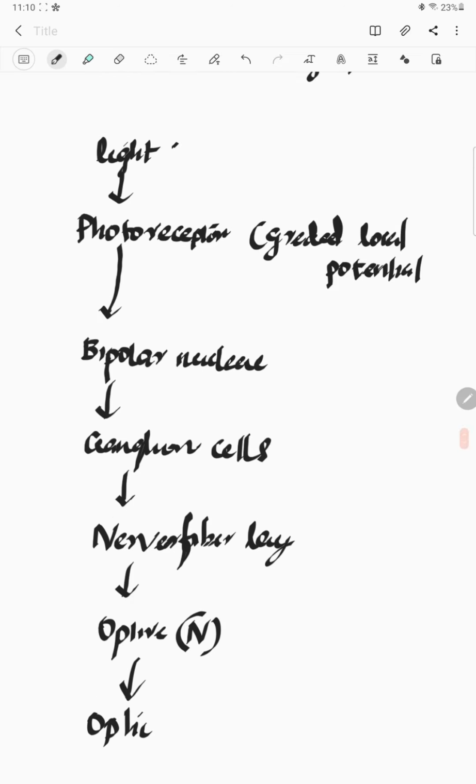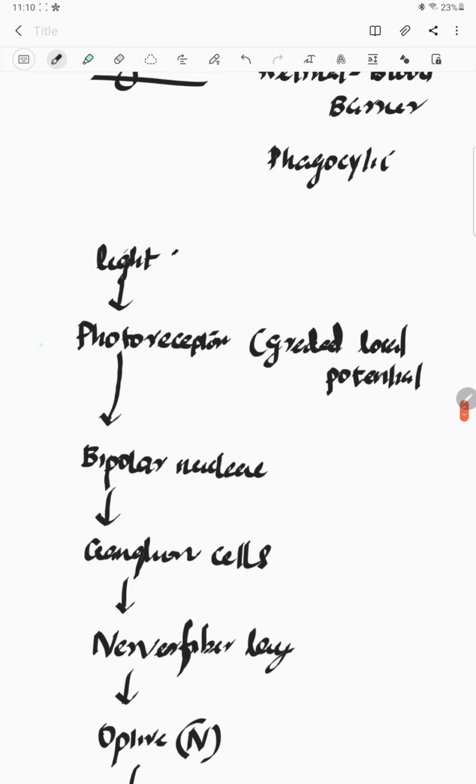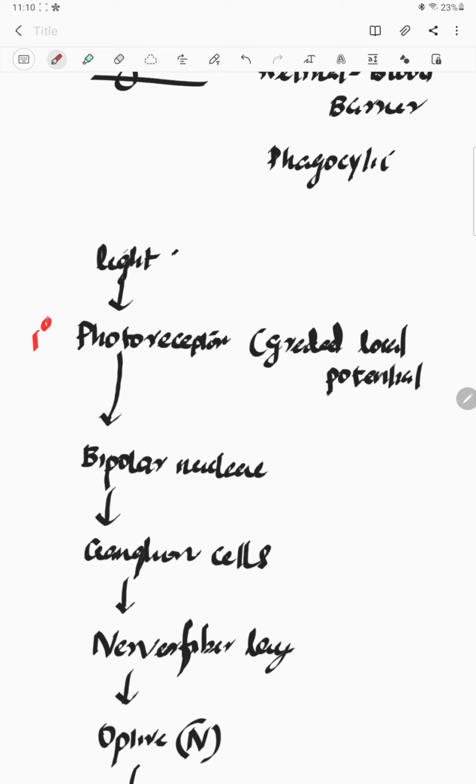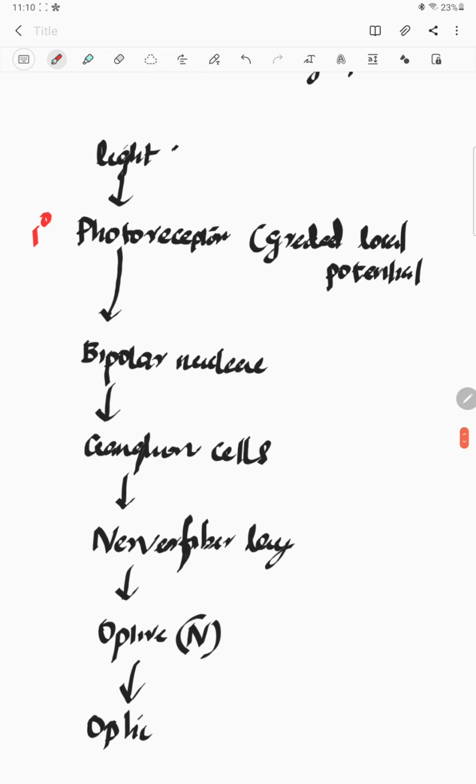So the first order neuron is the photoreceptor. Second order neuron is bipolar cells. Where is bipolar cell seen? Bipolar cell seen in inner nuclear layer. Then there is third order neuron, which is the ganglion cell layer. Then the fourth order neuron is optic radiation.